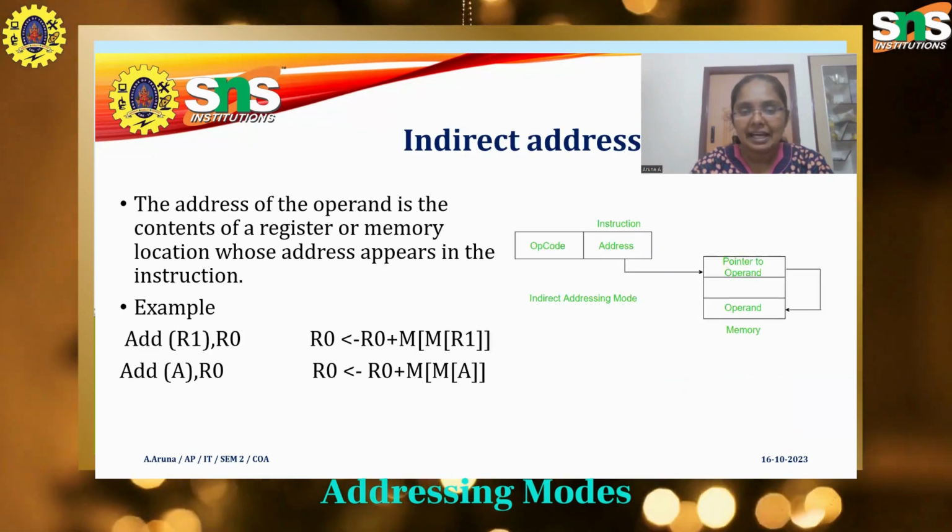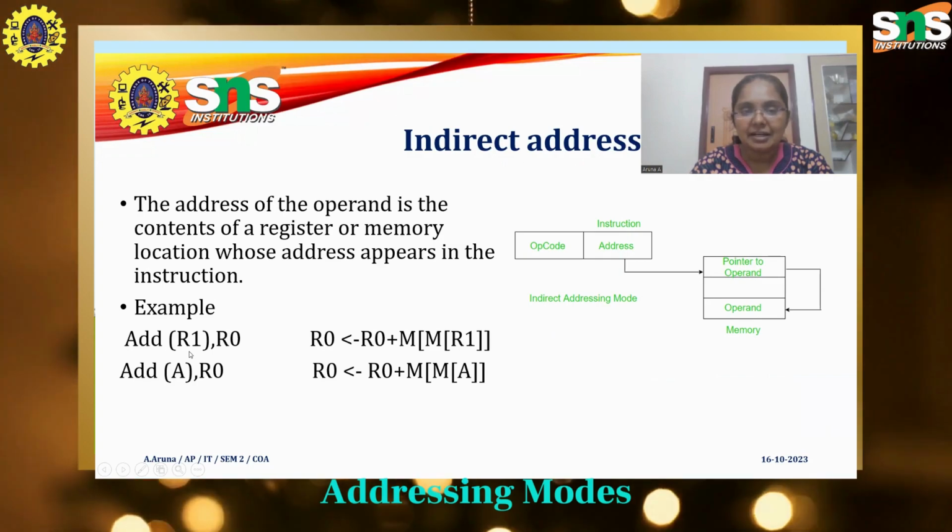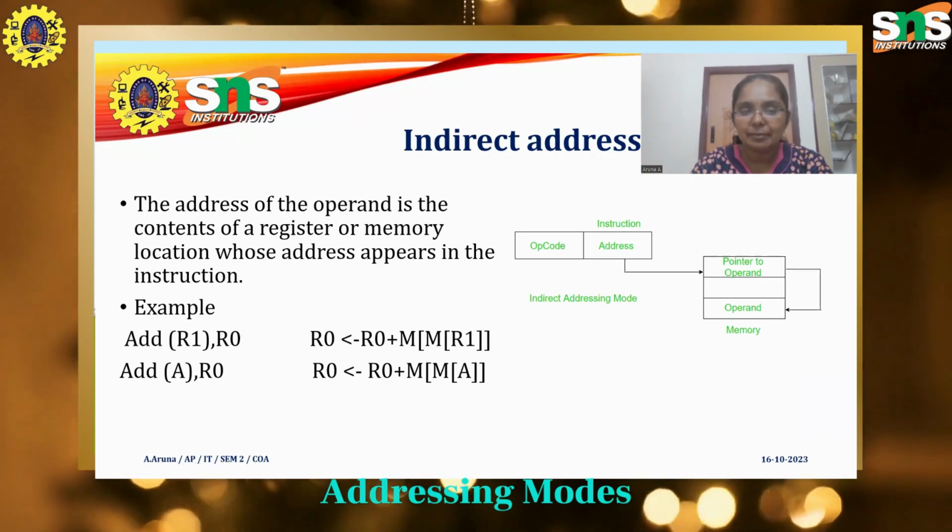The next one is the indirect addressing mode. Indirect addressing mode is nothing but indirectly mentioning the memory location, that is, the address of the operand, in the content of a register or a memory location whose address appears in the instruction.